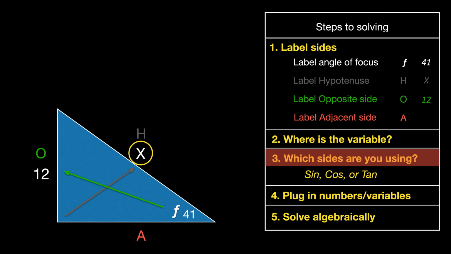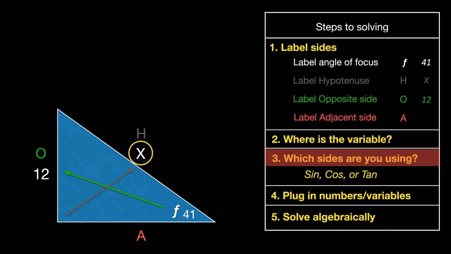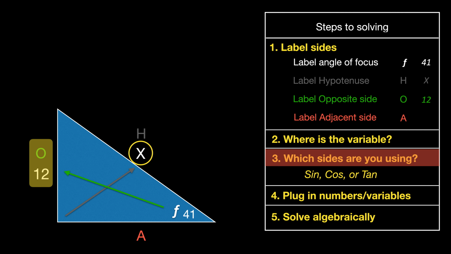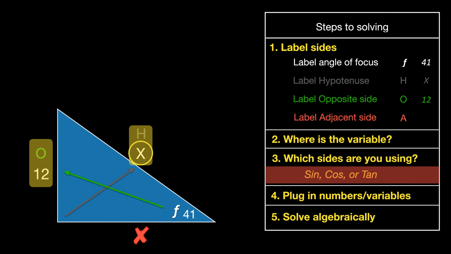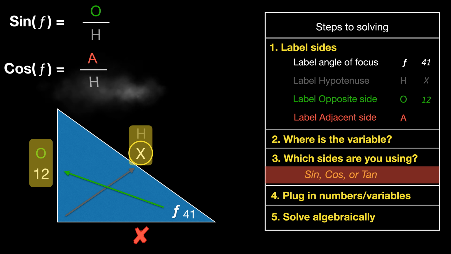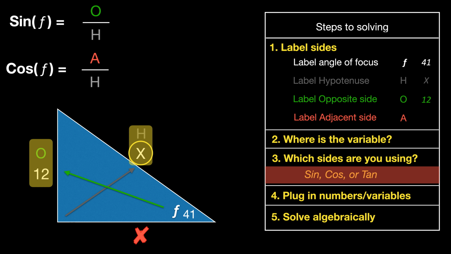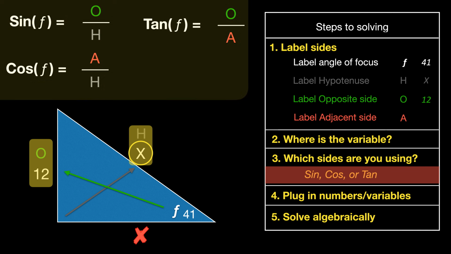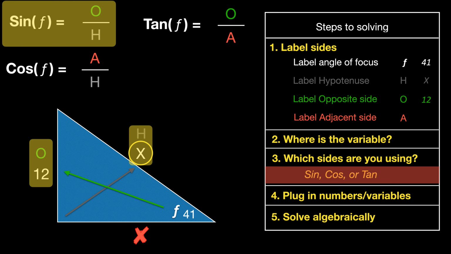Which sides are we using? As you can see, we're going to use O because we're given 12 on O, and we're going to use H because we're given a variable on H, and there's nothing on A. Since there's nothing on A, we know we're not using that. Now, are we going to use sine, cosine, or tangent? Let's bring those in. Sine is O over H, cosine is A over H, and tangent is O over A. Which one of these uses O and H? That's the sine function.